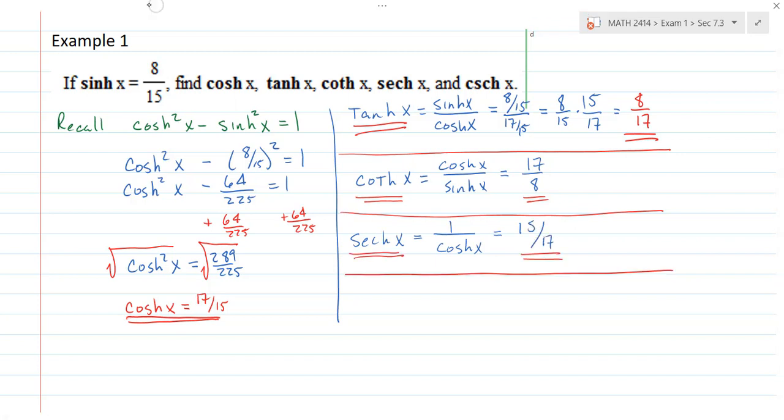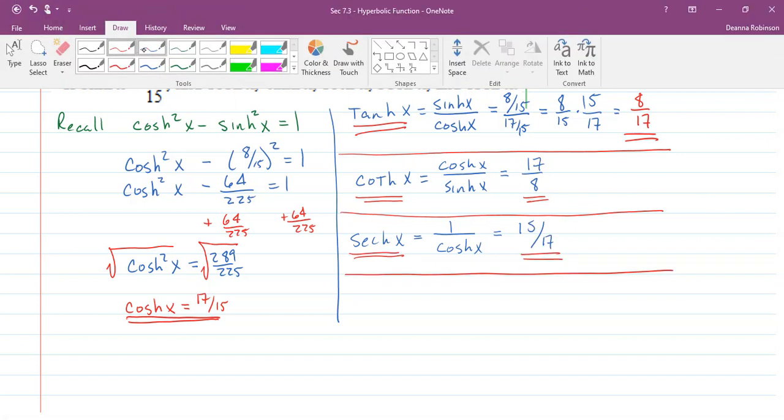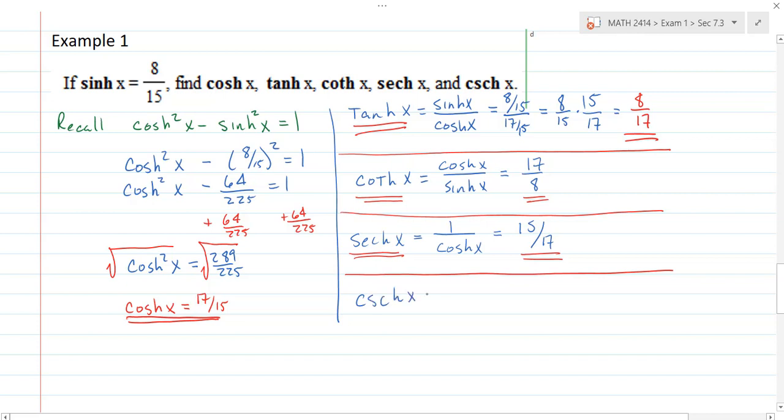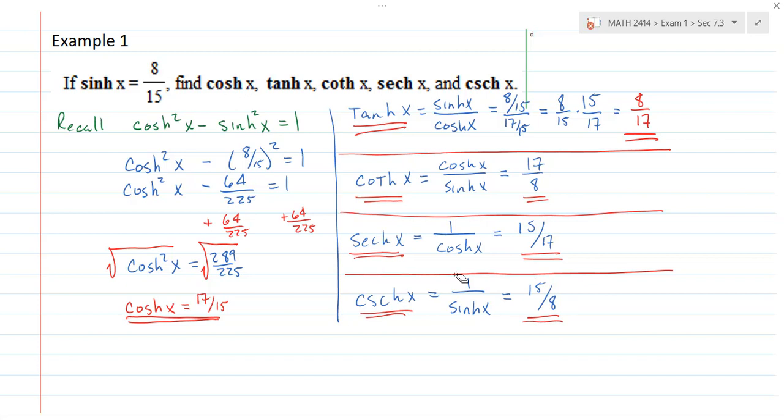And then the last one that we need is the hyperbolic cosecant. That means the hyperbolic cosecant is going to be 1 over the hyperbolic sine, and that's going to be 15 over 8. And this is our final answer. We've got all the remaining 5 hyperbolic trig functions. The ratio and reciprocal identities work the same for the hyperbolic trig functions as they do for the regular trig functions, sine, cosine, tangent, and so forth.